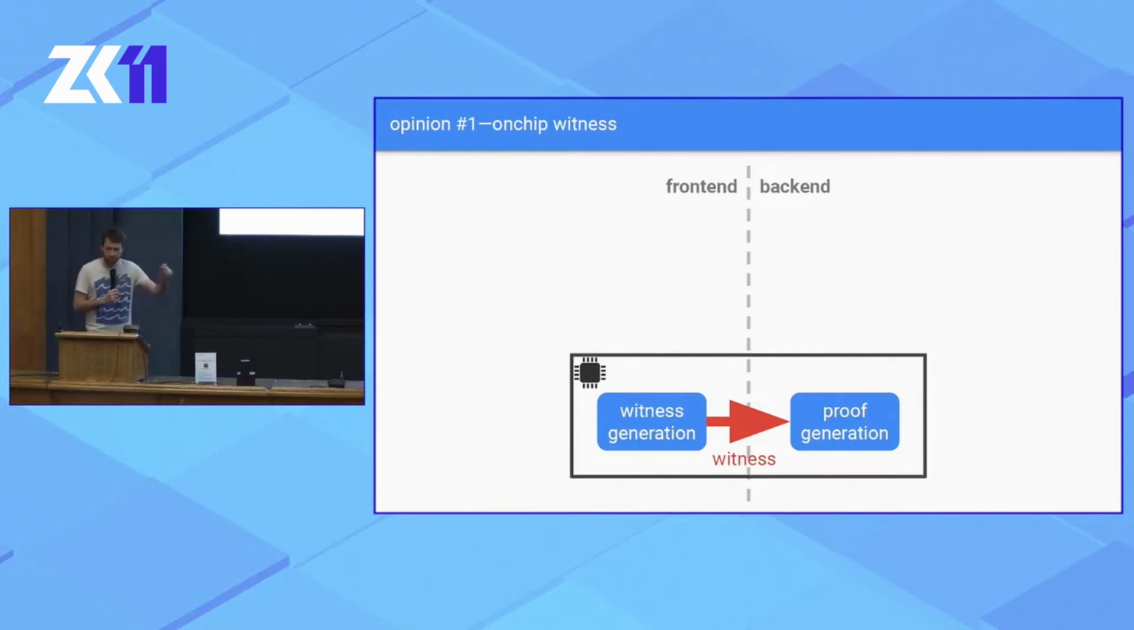So that's idea number one. Just put both the front end and the back end, so that includes the witness generation, on chip. And so now, basically, what comes in is the statement, which is not as large as the witness is, and then you have this small proof coming out.